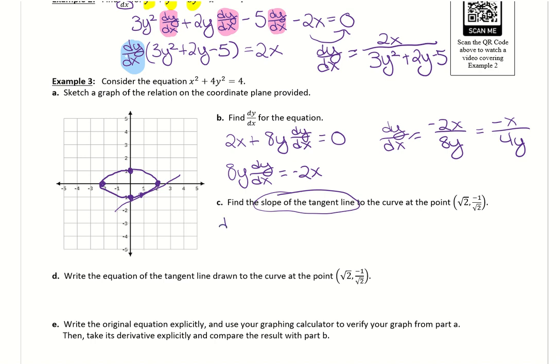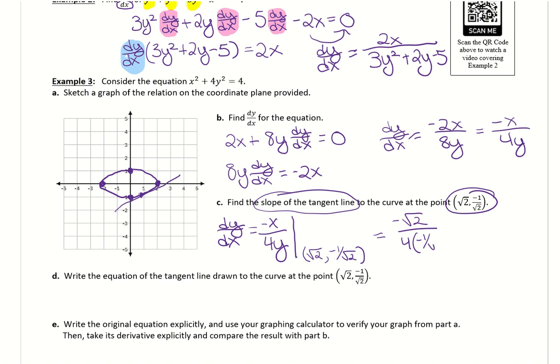So how do we do it? Well, the good news is we know the derivative of this function. We know the slope of the tangent line. It's going to be negative x over 4y. Well, we are required to find the derivative using an x and y, and the good news is it's given to us. So we're going to evaluate this, letting x be root 2 and letting y be negative 1 over root 2. So let's plug them in. We can write this as negative root 2 over 4 times negative 1 over root 2.